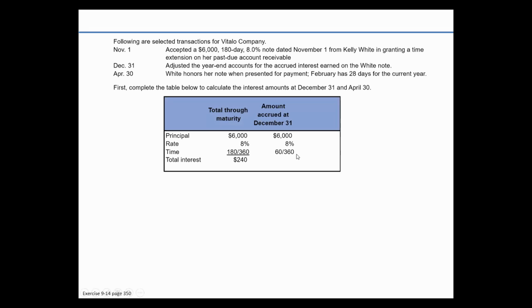And so then we've got to figure out that December the 31st would be a period of 60 days. So during that 60-day period, $80 of this amount is going to be accrued through December, and then the remaining interest is recognized on April the 30th. So 120 days of it remain, so that's $160.